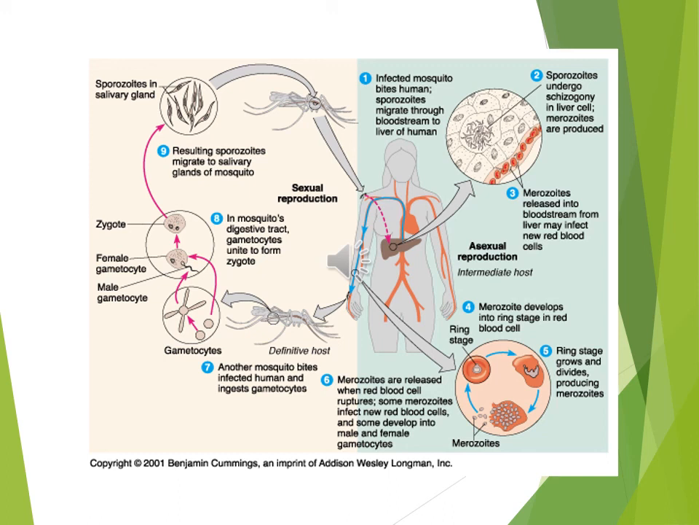Inside the RBCs, they form a ring-like structure and start dividing again into merozoites. When the merozoite number inside the RBCs gets high, the merozoites rupture the RBCs. That is why this is the stage which can be observed under a microscope when you do a blood test for malaria: ruptured RBCs. So merozoites are released when the blood cell ruptures. Some merozoites again can infect new blood cells. That is why your RBC count goes down in a malarial infection.